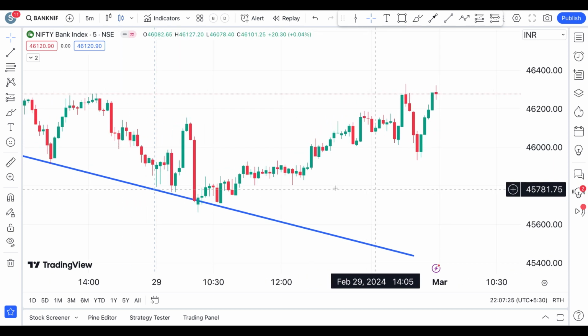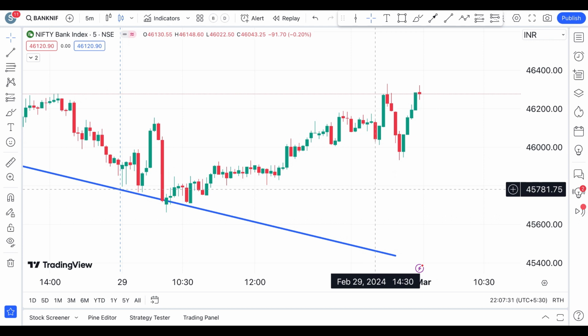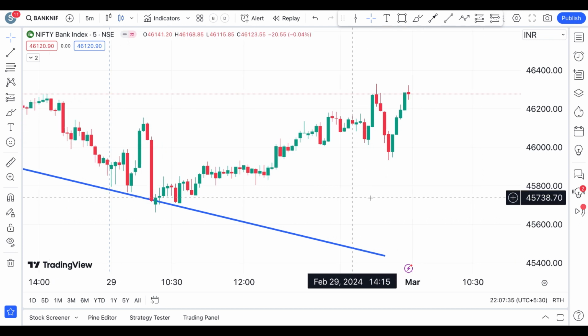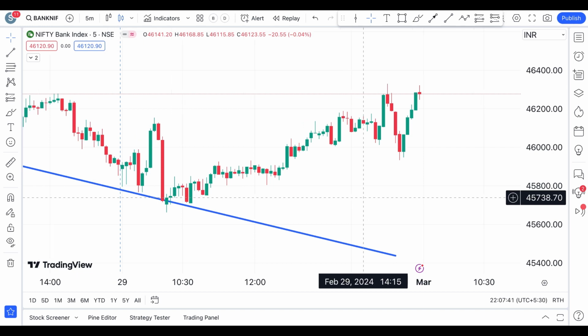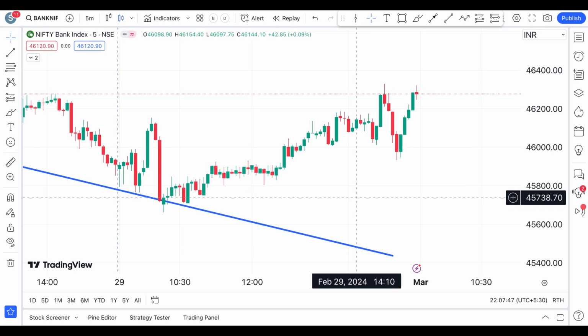So here we have the Bank Nifty on a 5 minute time frame. Let's first see how each individual index, that is Bank Nifty and Nifty, has moved. Let's understand how the 5 minute price action has taken place. Let's try to understand the price action of the intraday chart of 5 minutes, and then move on to a daily chart to understand how both these indexes are performing.